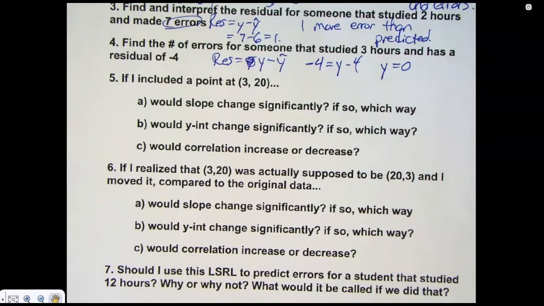So is that an outlier in the x direction or the y direction? The y direction. So when I look at the line will barely move. So there would not be a significant change in the slope. There would not be a significant change in the y-intercept. Correlation is tricky.